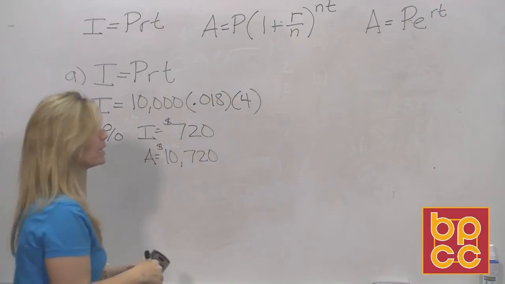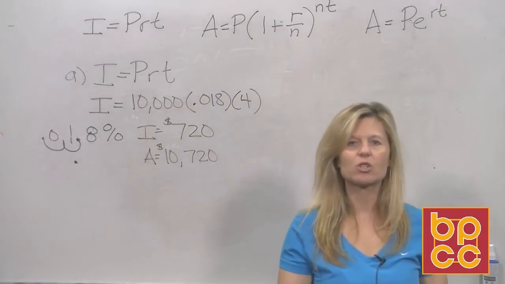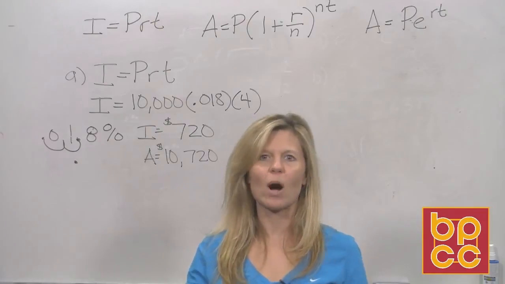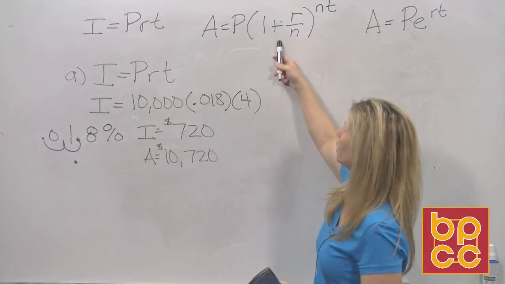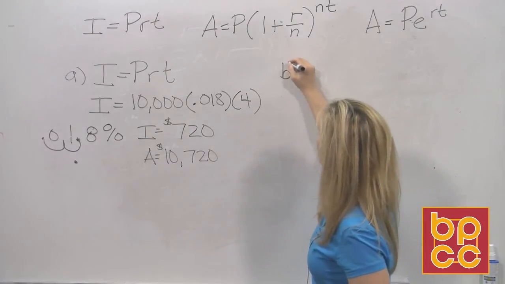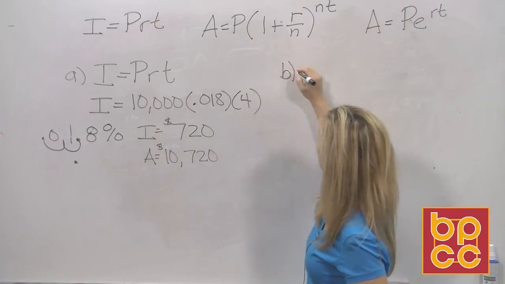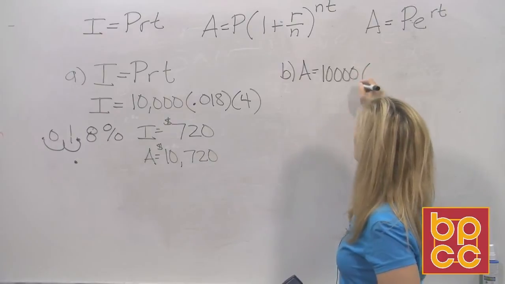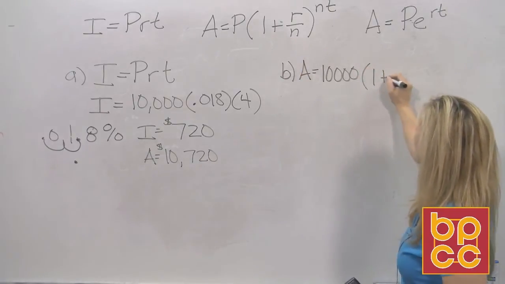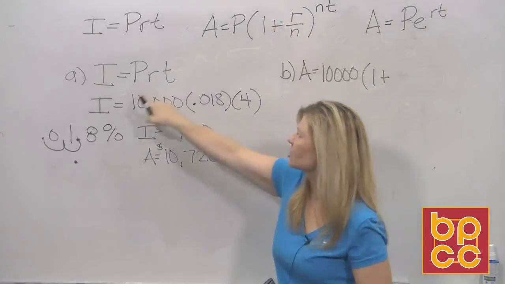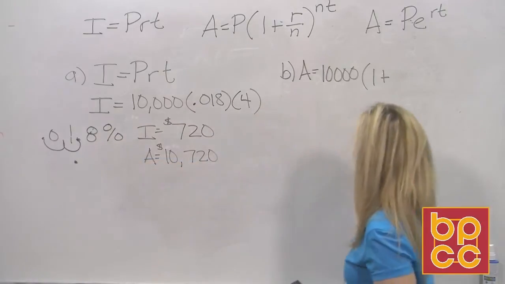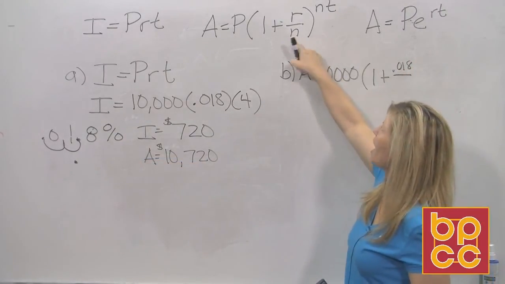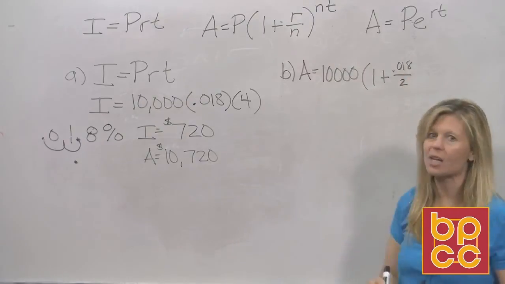So now let's look at part B. Part B says find your interest semi-annually. Semi-annually means the bank's going to give you interest twice a year. That's this formula. So for Part B, we know our principal is still $10,000. We're going to write 1 plus. Our interest rate is still the 1.8%, which is a decimal, 0.018. But now we're going to divide that by 2 because it's semi-annually.